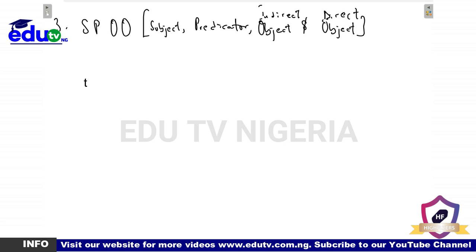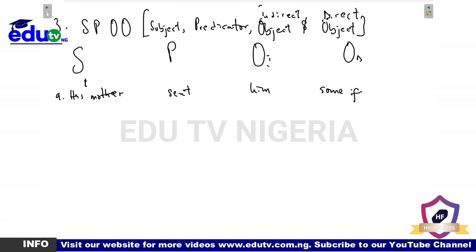So that's just it. So now, examples of pattern 3 sentences we have. Let's look at these. SPO, now OI, that's object indirect, and then OD, that's object direct. Do you get it? So don't be confused. So for example 1 or A, we have his mother sent him some foodstuffs. His mother, subject, sent, predicator, him, object indirect, and then some foodstuffs, object direct.